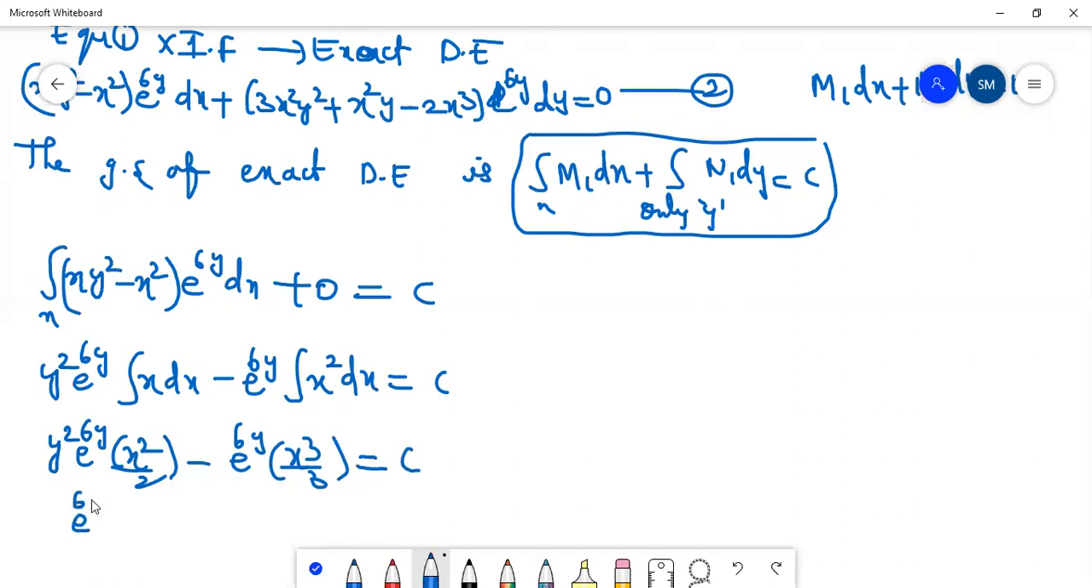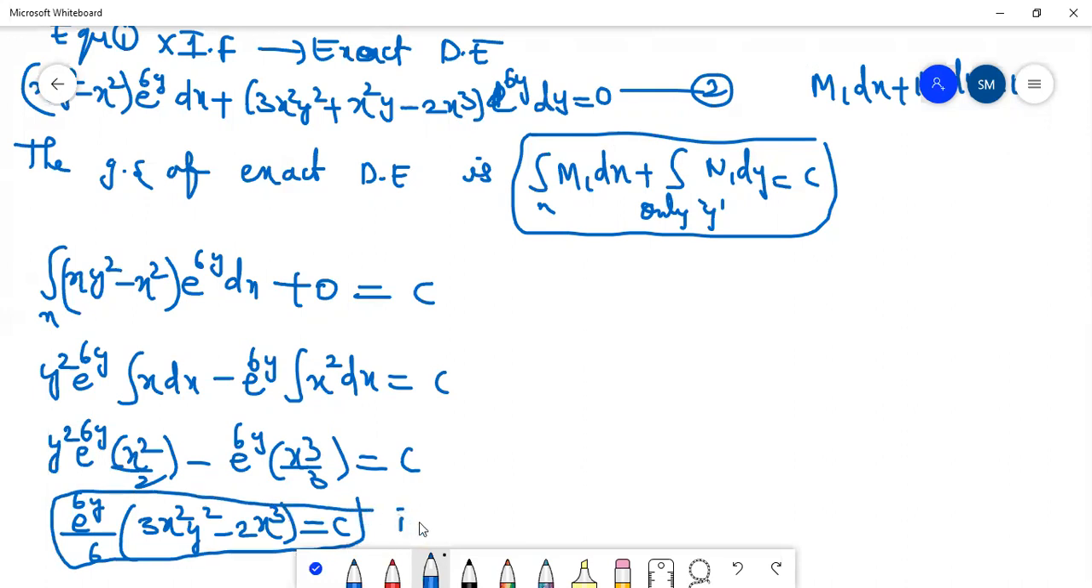So e power 6y by 6 into the LCM, 3x square y square minus 2x cube, equal to c. This is the required general solution of equation 1. Understood.